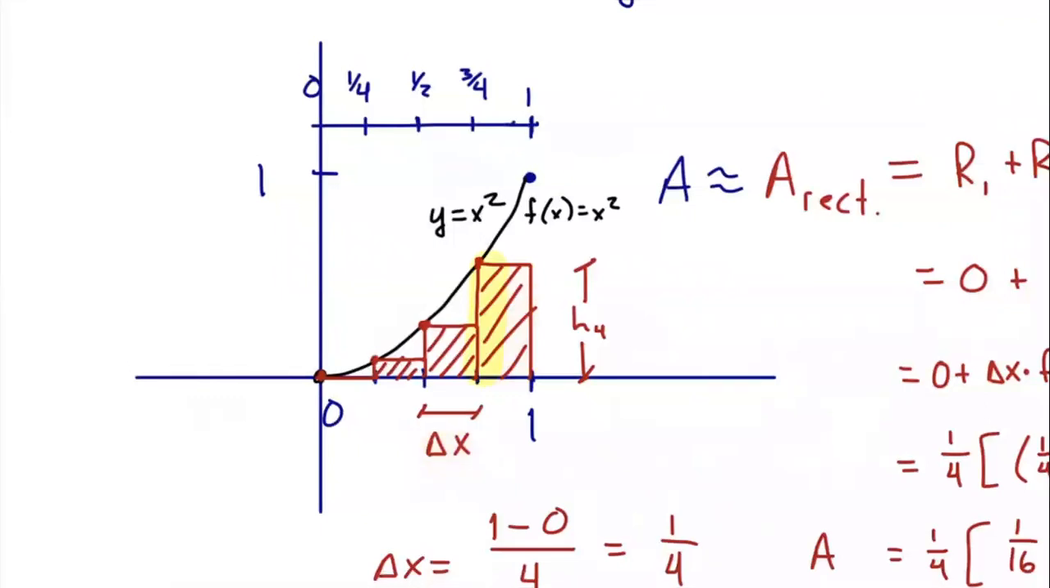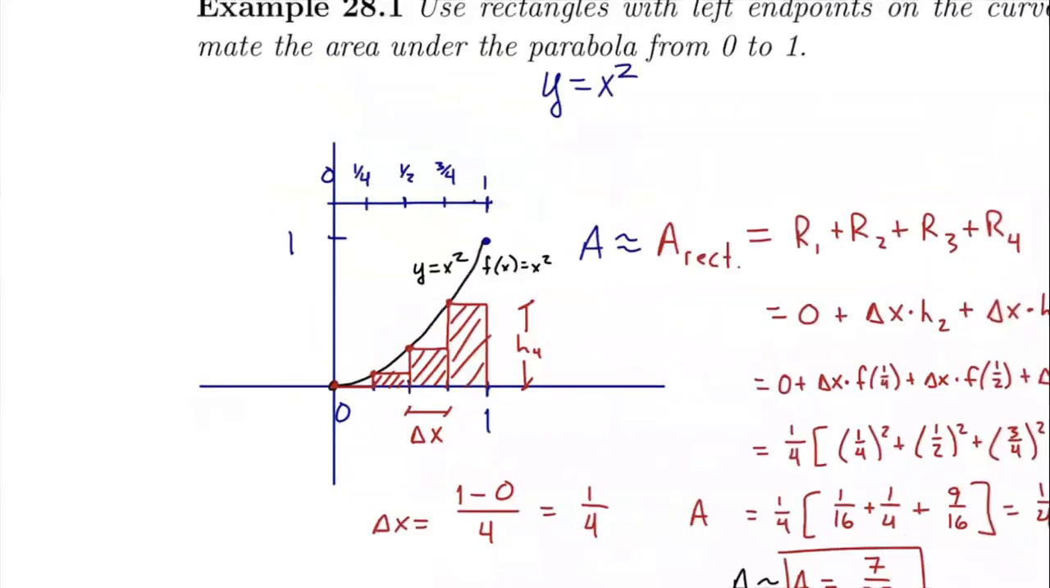What's the height of one of these rectangles? Well, notice that that point is on the function, and the height is f of whatever this x value is down here. So that's what will generate all of that. So our first task is to determine delta x. What width should our rectangles be?